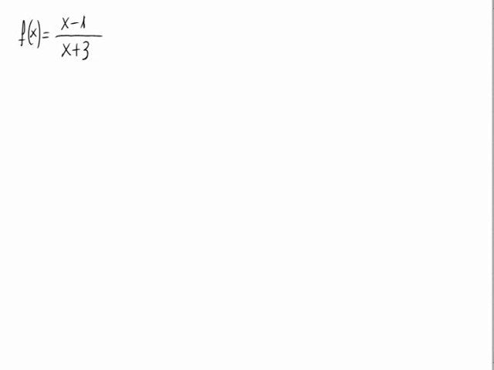Given the function f of x equal to x minus 1 divided by x plus 3, we have to calculate the intersection points of this function with the axes x and y. The points on the axis x are those points with a height 0, so y is equal 0. The points that are on the axis y are the points where the x is equal 0.